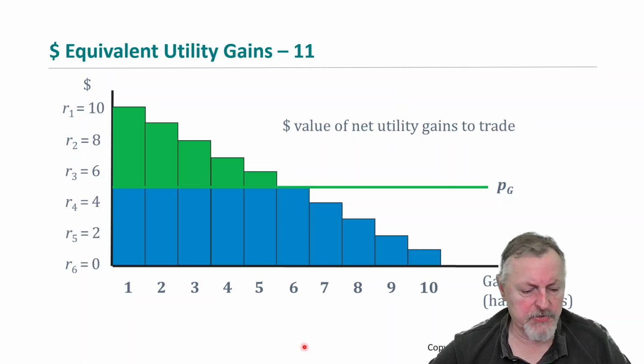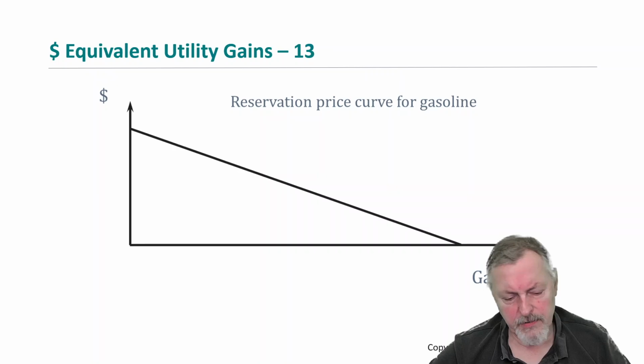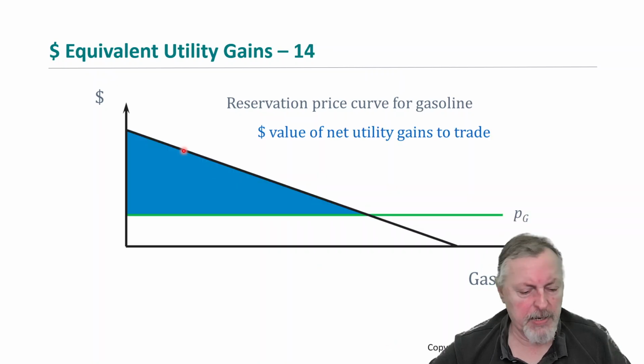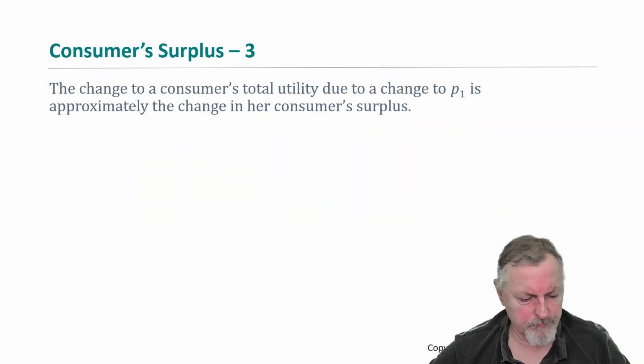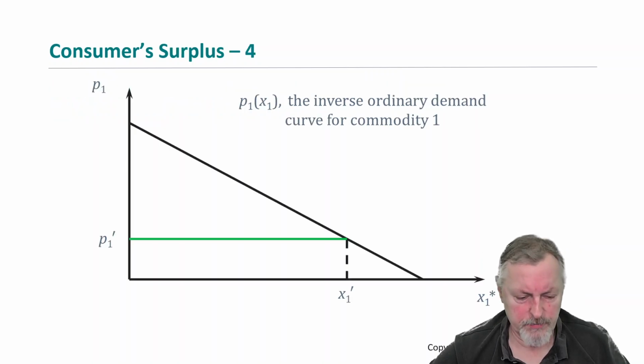This just shows the same thing, but in half-gallon units. You just see the columns get a little narrower. And if you could buy it in any amount, then it would no longer be the stair step. It would just be the area of that triangle. You should have seen all this before in Principles. Okay. Now, let's look at how utility changes, how consumer surplus changes when there's a price change.